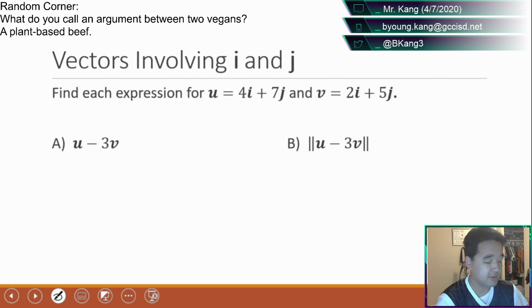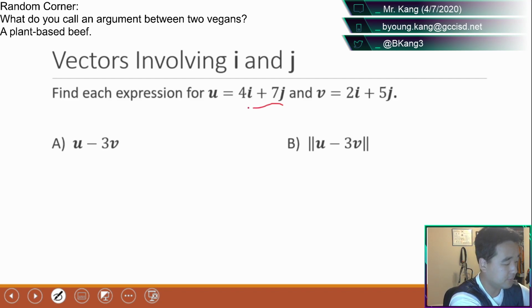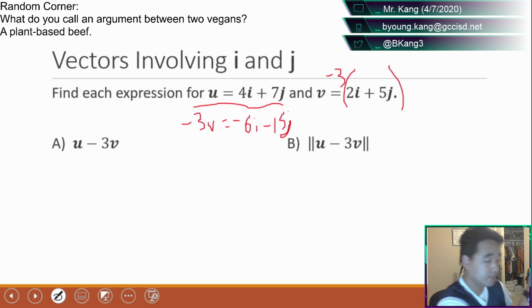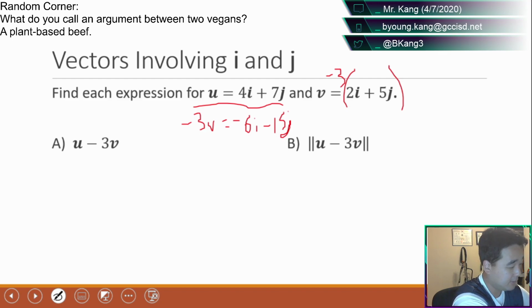Okay, so here is vectors written in ij form. They give you a definition for u, a definition for v, and let's find u minus 3v, and then let's find the magnitude. So u is left alone, minus 3v, so let's write that out. What is negative 3v? Remember, we're distributing a negative 3 here. So that's going to be negative 6i minus 15j. So u plus negative 3v, or u minus 3v, is going to give us negative 2i minus 8j.